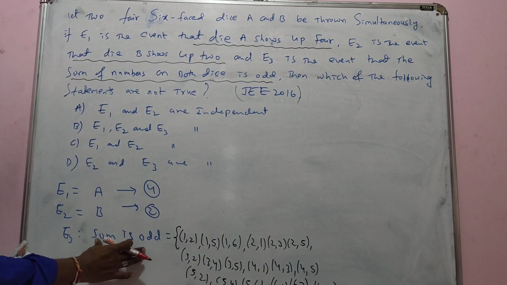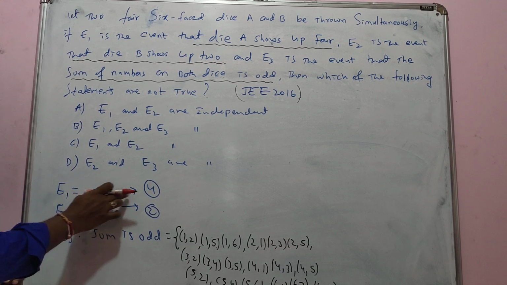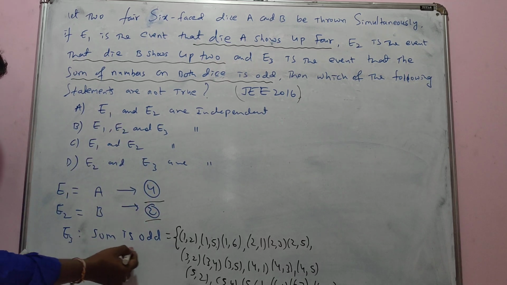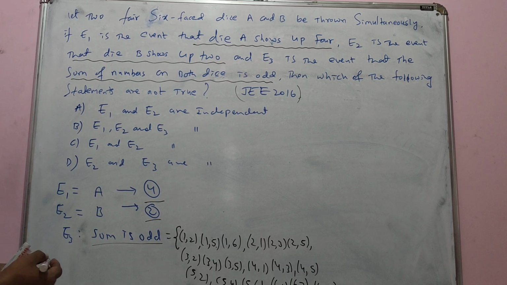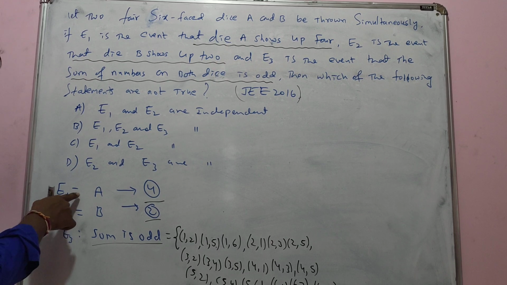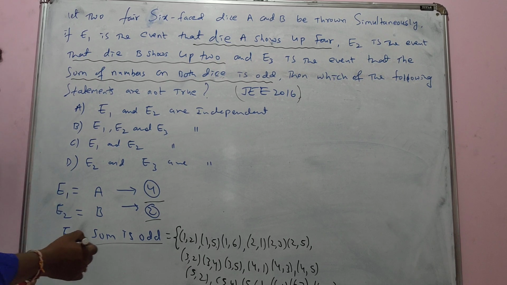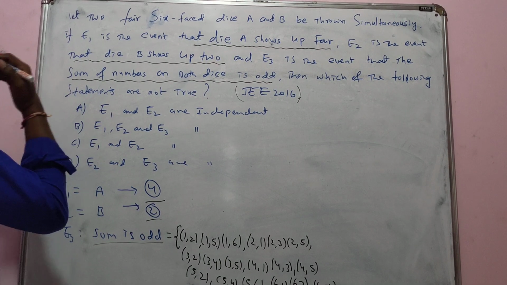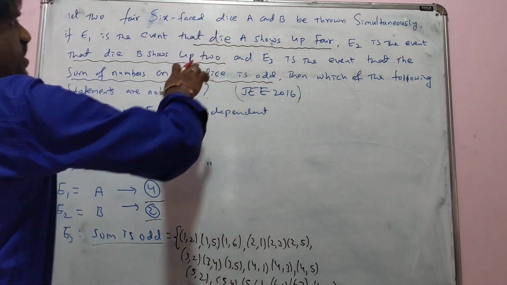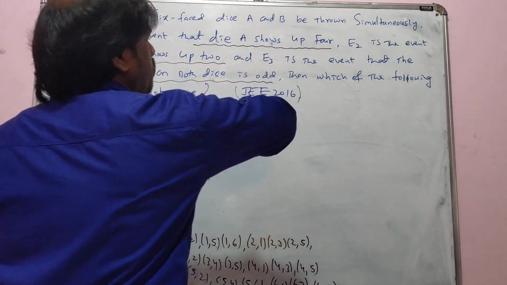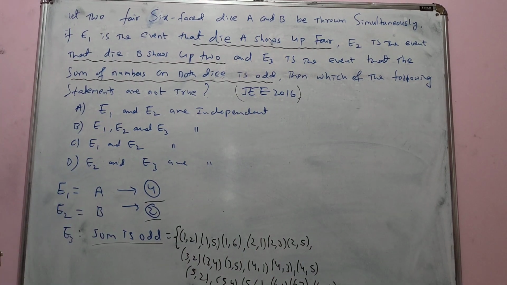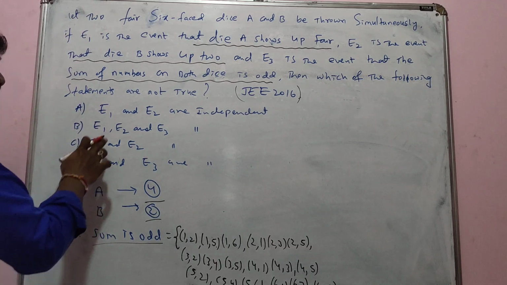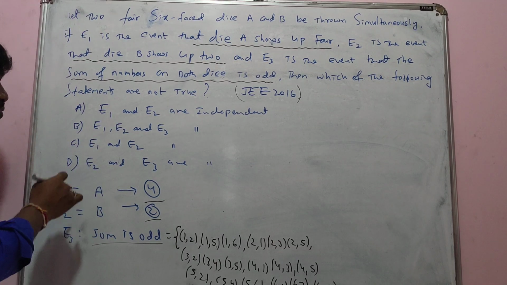These are the events of the sum getting odd, and event A is showing face 4, event B showing face 2, and the sum is showing odd is this. So you have to find independent terms. Let us see whether E1 and E2 are independent or not. So E1 is what? E1 is the event A shows 4, correct? This is what is saying, two fair dice, die A and die B, are thrown, one die is A, one die is B. E2 is the event B shows 2 on the top. So here E1 is the die 1 and E2 is the die 2.